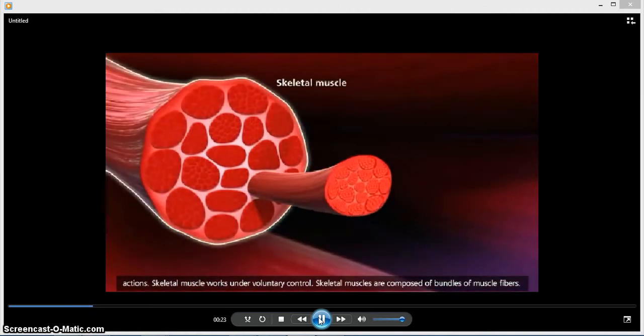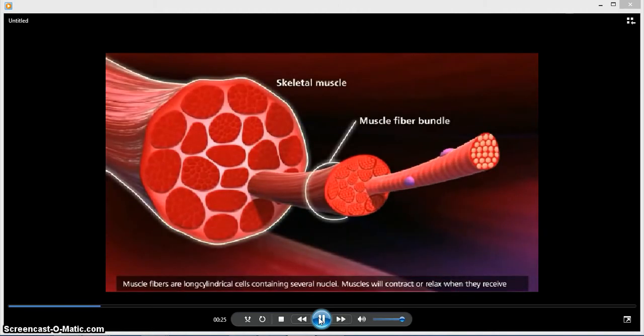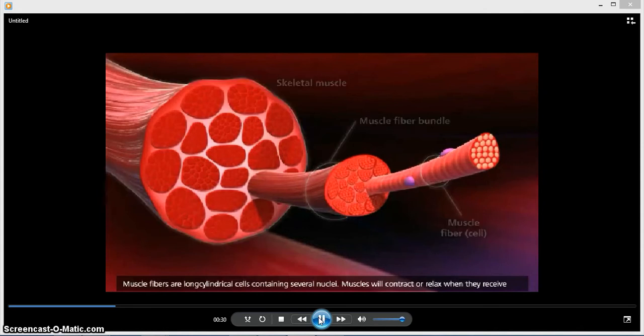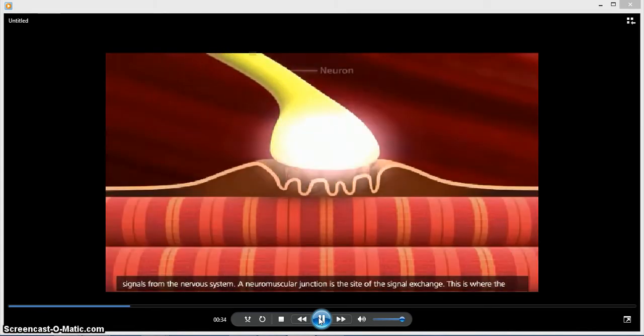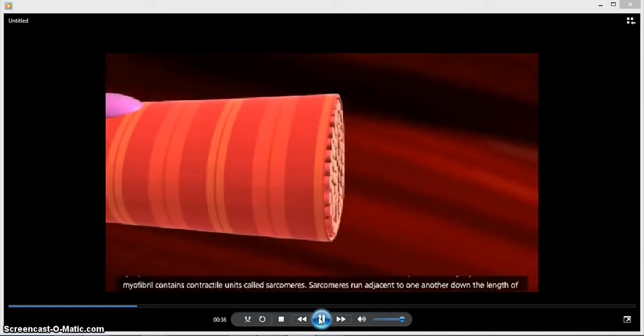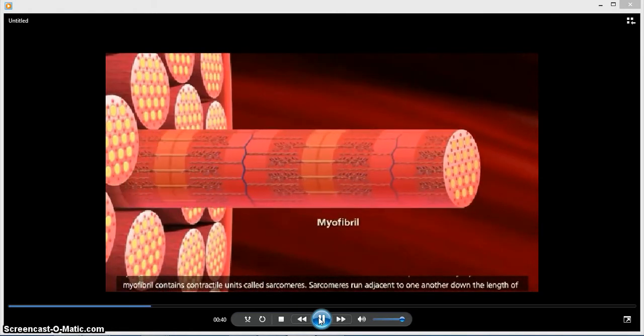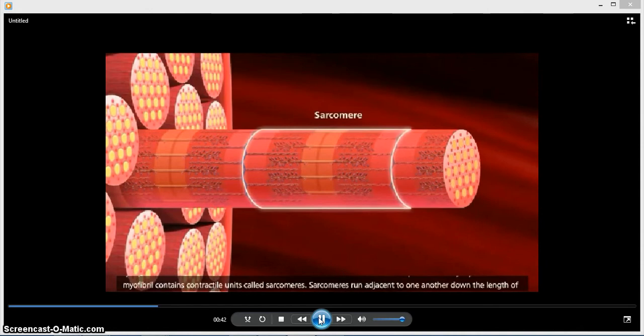Skeletal muscles are composed of bundles of muscle fibers. Muscle fibers are long cylindrical cells containing several... Just pause it there. It would be worth you taking a screenshot of this so that you can include it into your notes. Nuclei. Muscles will contract or relax when they receive signals from the nervous system. Muscle fibers are composed of many myofibrils. A myofibril contains contractile units called sarcomeres. Again, this is all things that would probably be useful for you to have images of.